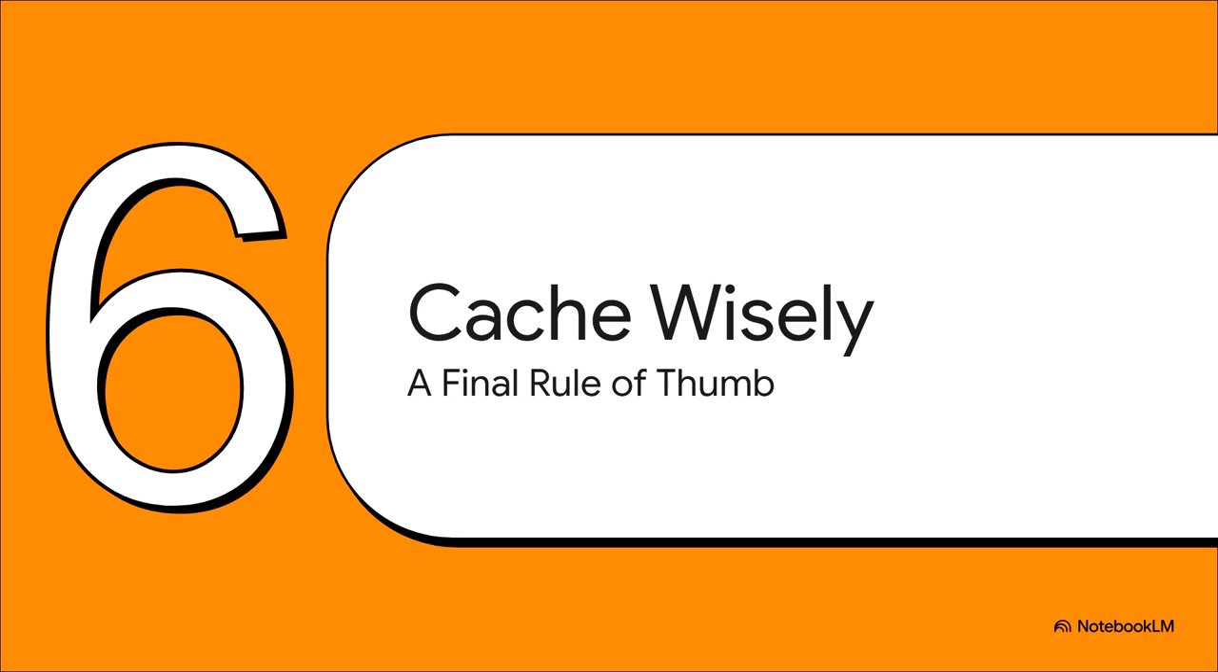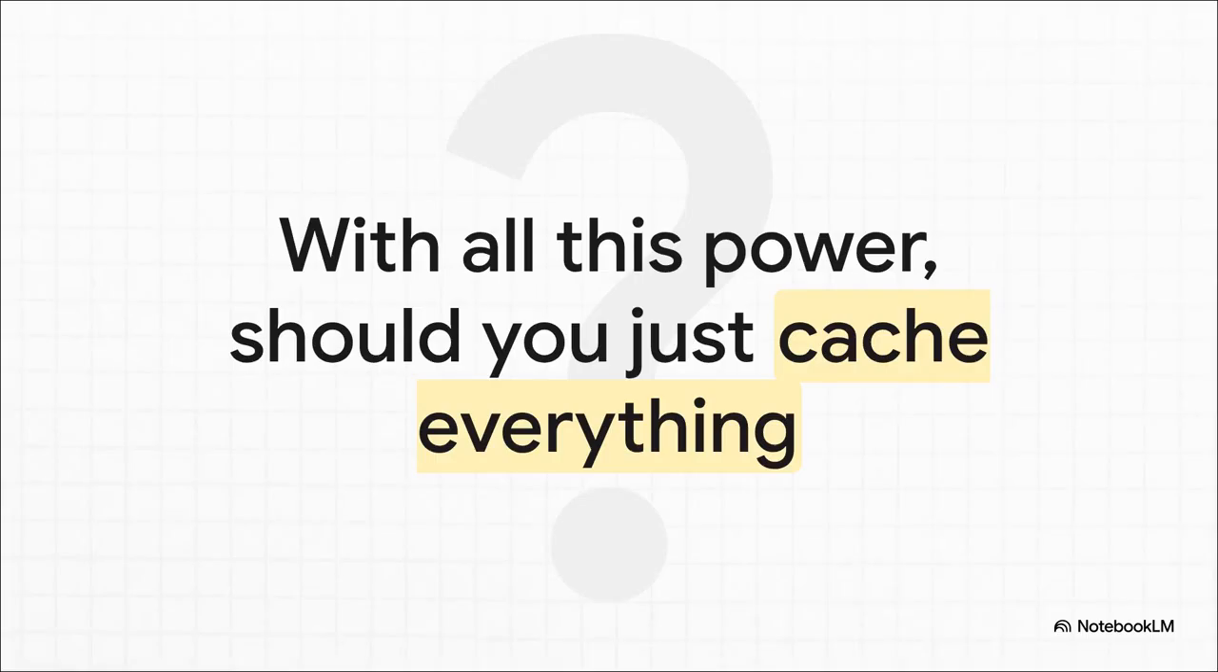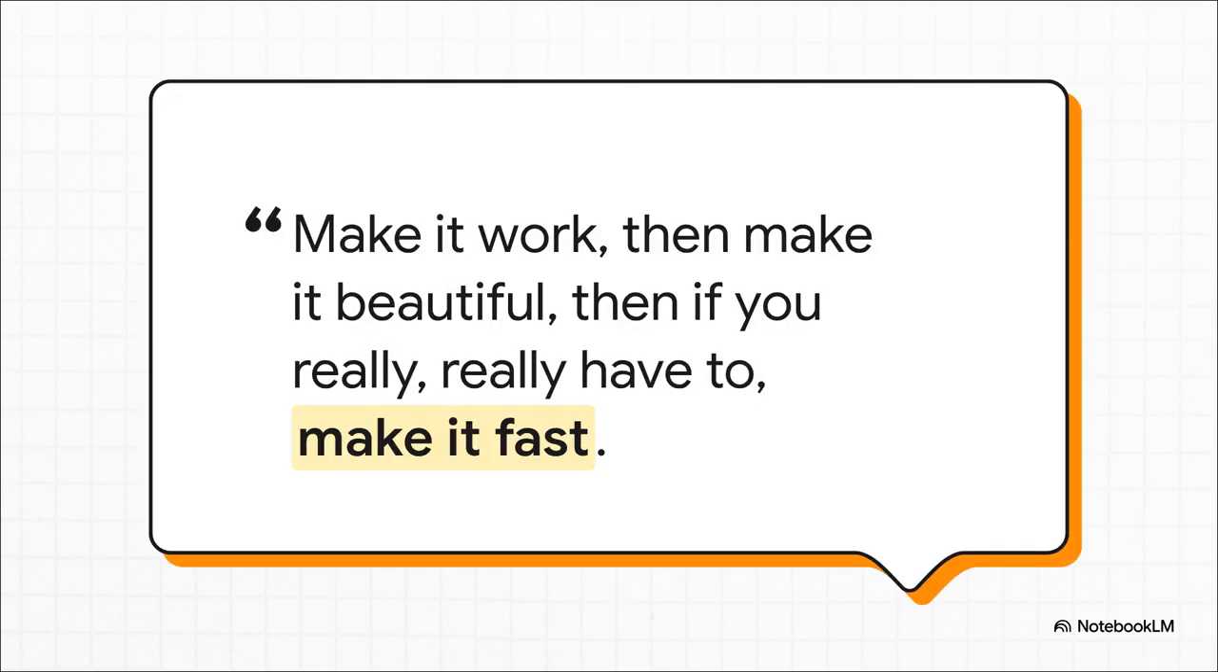And this brings us to our final and maybe most important section. Cache wisely. So with this awesome new superpower in our tool belt, the temptation is definitely there. You have to ask, should you just cache everything? I mean, if it makes things faster, why not just sprinkle it everywhere? Well, because optimization has an order of operations. The great computer scientist Joe Armstrong put it perfectly. Make it work, then make it beautiful, then, if you really have to, make it fast. Caching is a tool for that very last step, making it fast. And that means it should probably be the last thing you reach for, not the first.